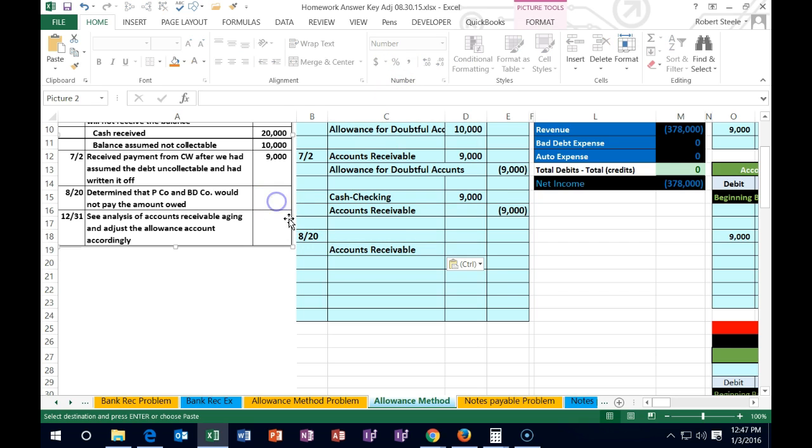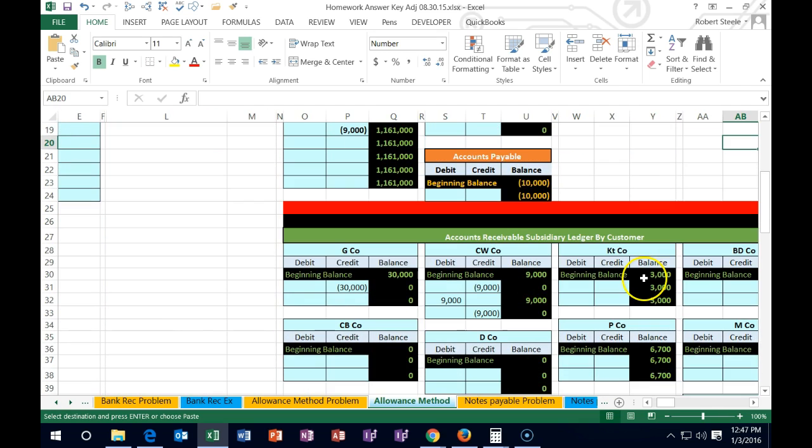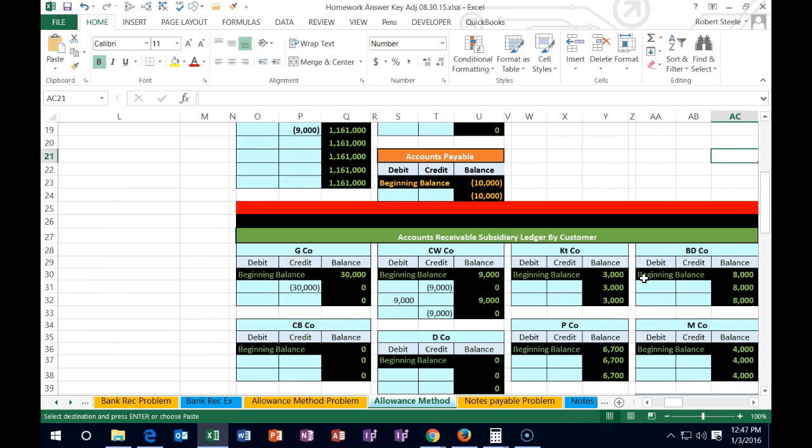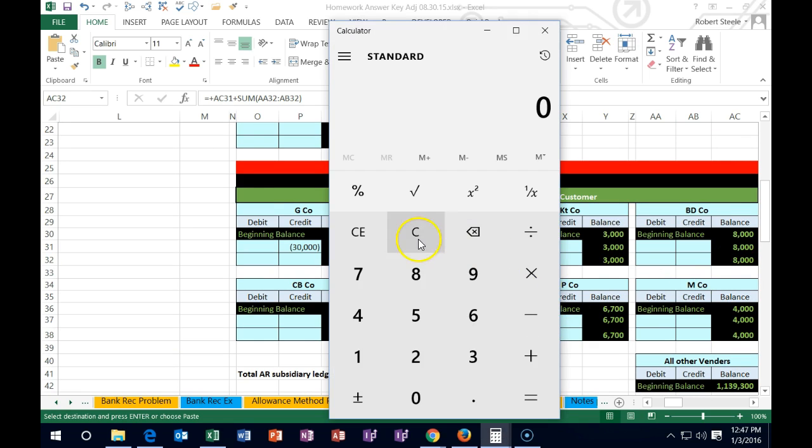Now notice they didn't give us the amount here. We don't have the amount, but we can find that on the subsidiary ledger. So P company and BD company. Gonna have to remember that P company, BD company. And so we're gonna be down here. And so P company owes us 6,700. BD owes us the 8,000. So the total in the receivable, 6,700 plus 8,000, means that we're not going to get 14,700.